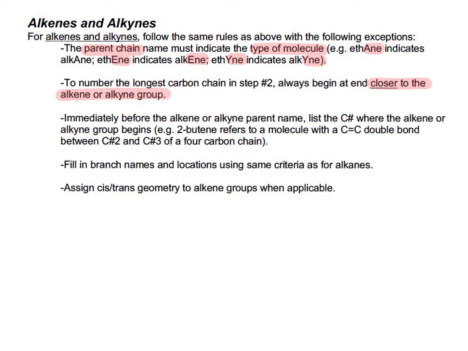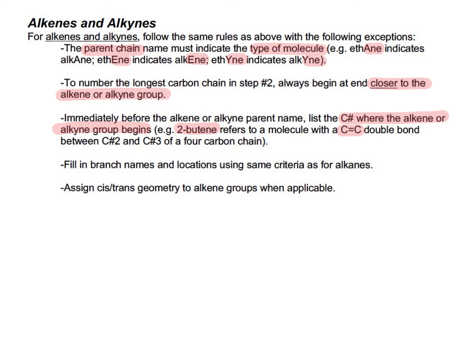And then finally, in order to determine the name of an alkene or an alkyne, we need to specify where that double bond or triple bond is located, because it could in theory be anywhere within the longest carbon chain. And so we list the carbon number where the alkene group or alkyne group begins. So for example, 2-butene would refer to a molecule where starting at carbon number 2, there was a carbon-carbon double bond. So carbon 2 to carbon 3 would be your carbon-carbon double bond there. 2-butyne with a -yne suffix would denote there was a carbon-carbon triple bond starting at carbon number 2 of the longest carbon chain and ending at carbon 3.